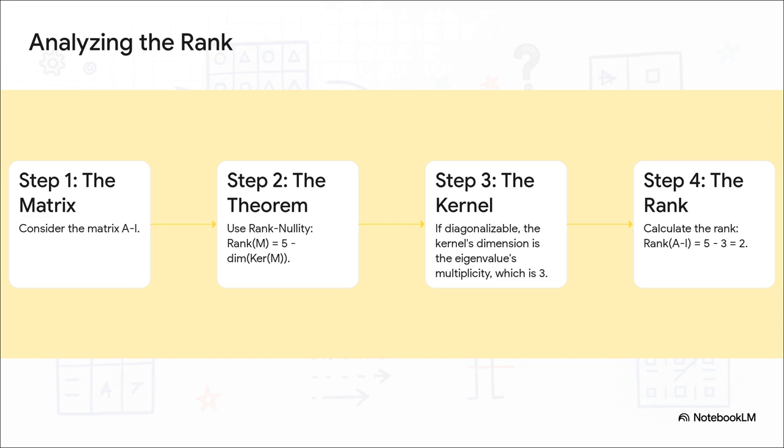Now that condition, if A is diagonalizable, is the absolute key here. It gives us a massive shortcut. It tells us that the nullity of A minus I is exactly the algebraic multiplicity of the eigenvalue 1 for A. And we already know that number. It's 2. So now we just plug it in. Rank plus 2 equals 5. That means the rank has to be 3.